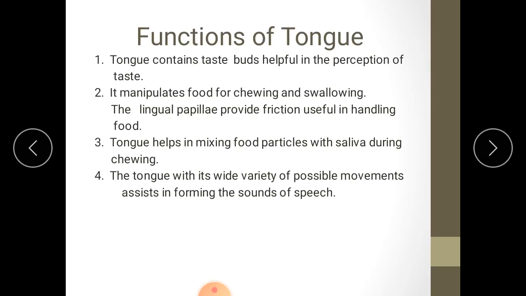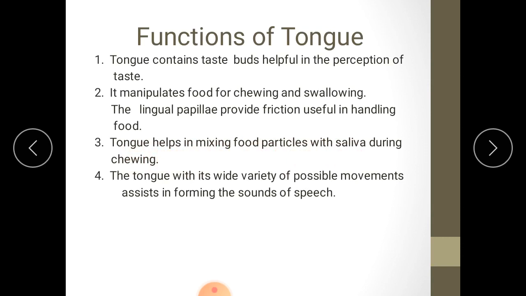Next, functions of the tongue. The tongue contains taste buds helpful in the perception of taste. The main function of the tongue is perception of the taste of food, which is done by the taste buds. It manipulates food for chewing and swallowing. The lingual papillae provide friction useful in handling food. The tongue also helps in mixing food particles with saliva during chewing.